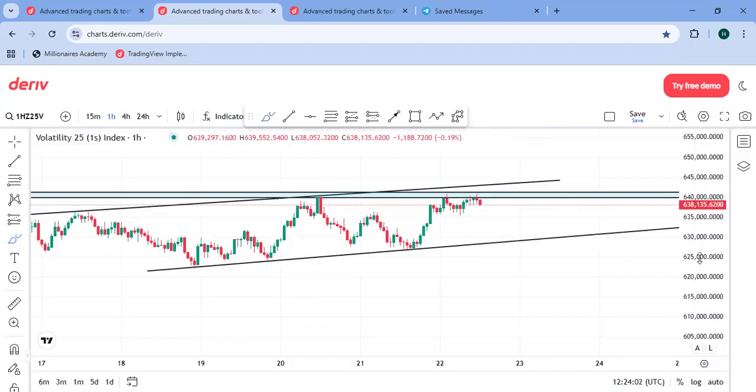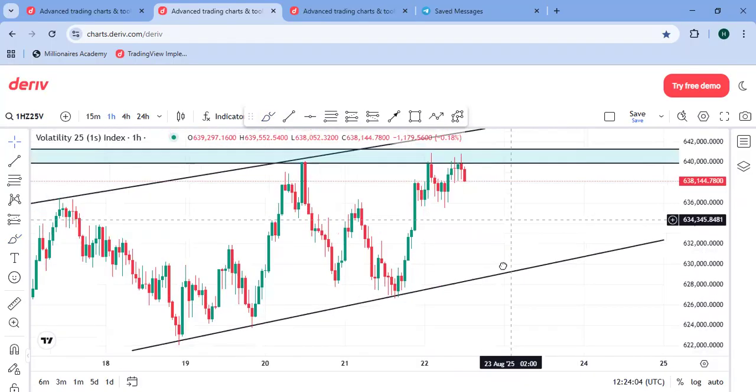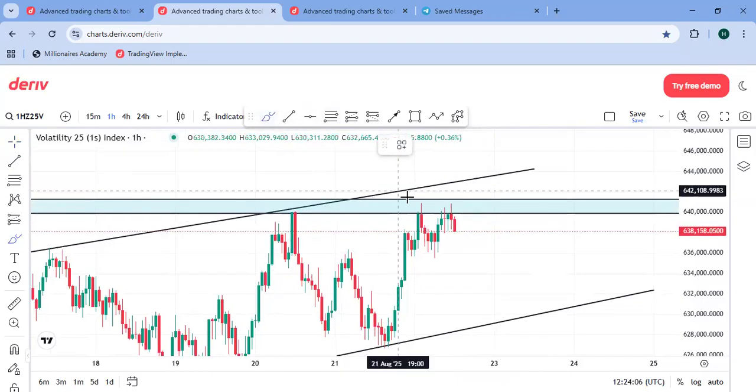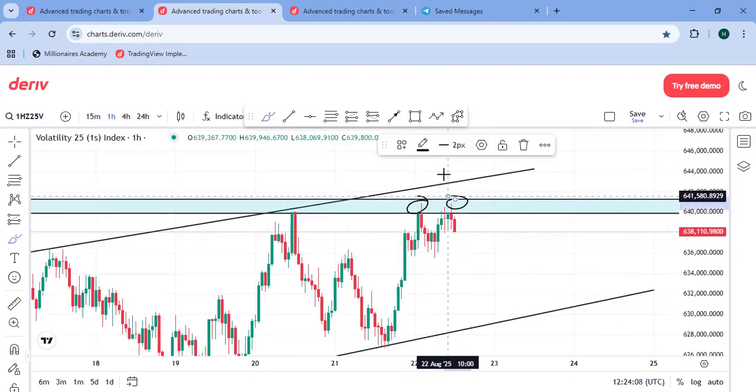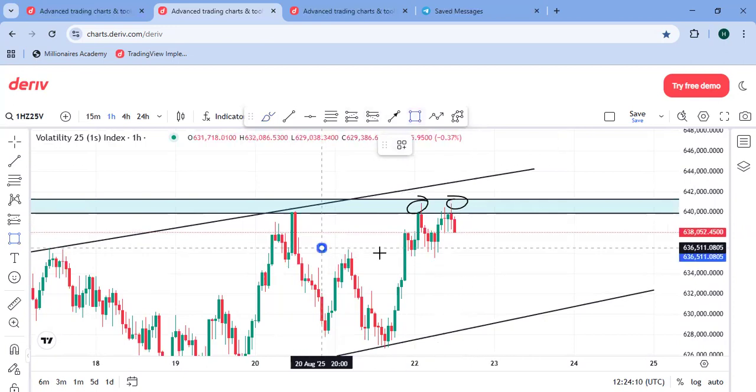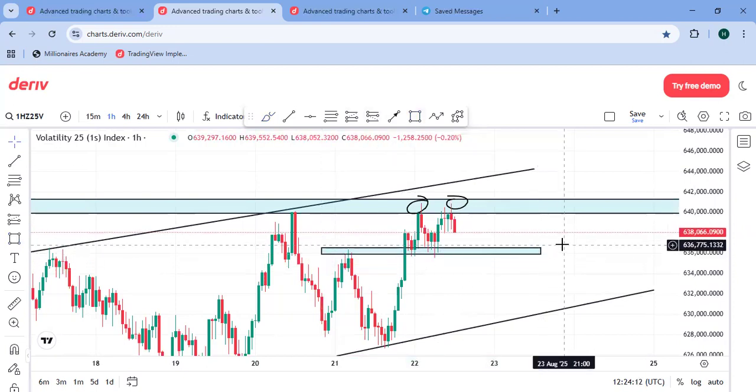All right, seeing this double top, let me show you guys. This is a double top right here. This is the first top and this is the second top. And the neckline is right here. You see, we have the neckline.